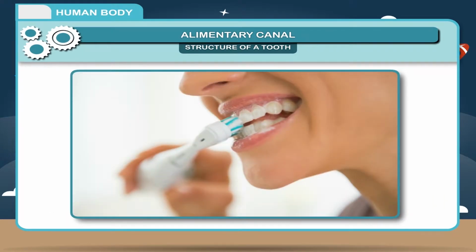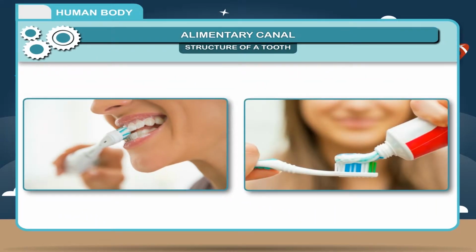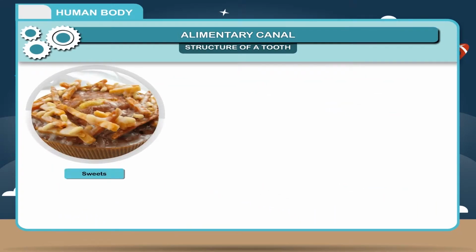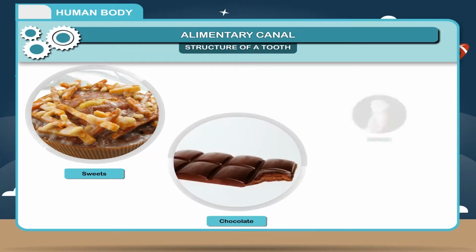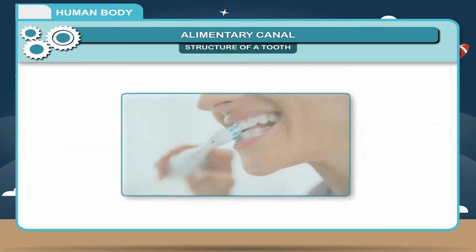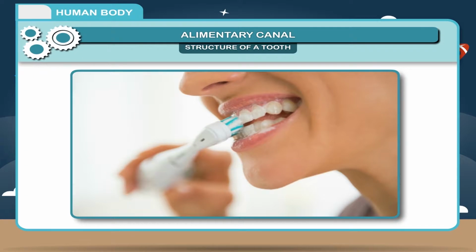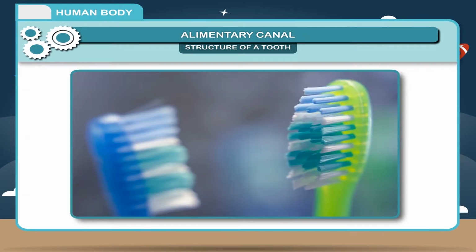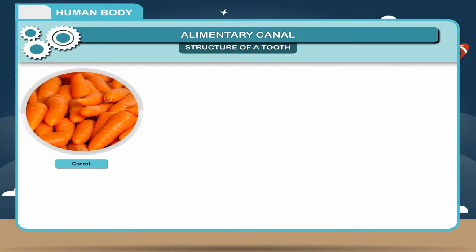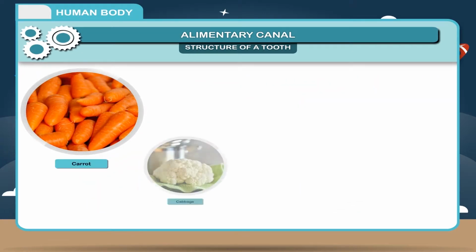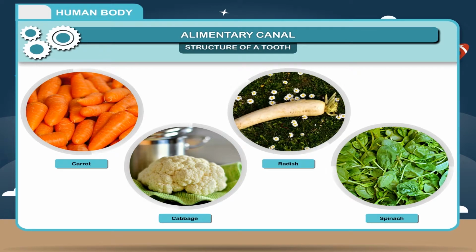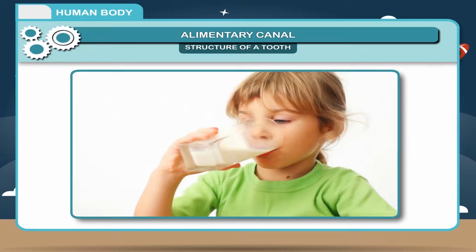1. Brush your teeth in the morning and at the time of bed using good quality toothpaste. 2. Avoid taking sweets, chocolate, and ice creams frequently. Make sure you brush your teeth after taking these. 3. Always use a soft bristled toothbrush. 4. Eat vegetables like carrot, cabbage, radish, and spinach. 5. Take milk and milk products because they contain calcium, which makes the teeth stronger.